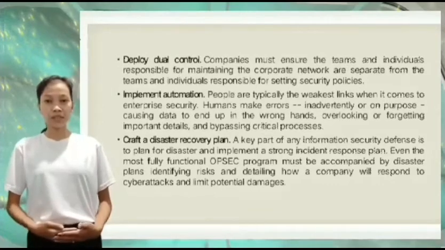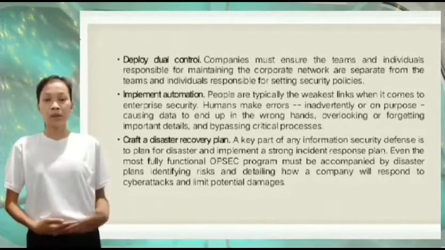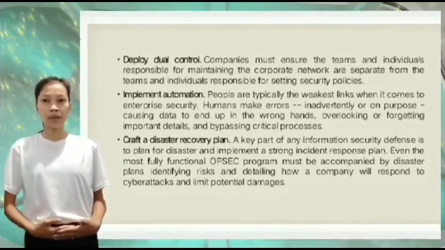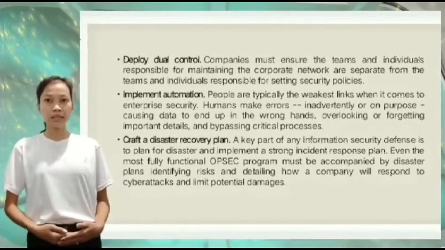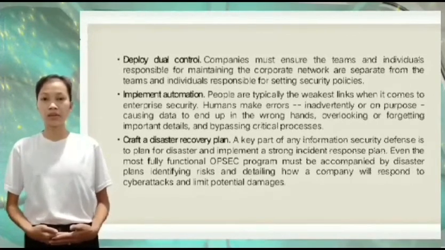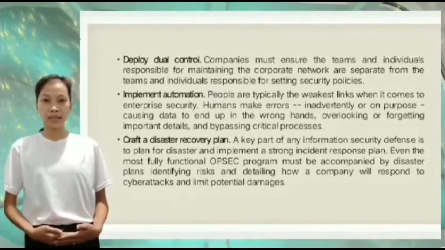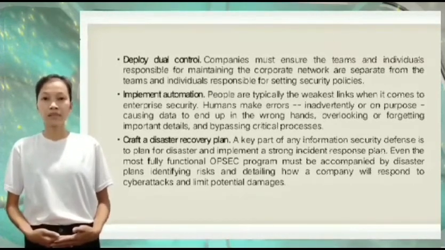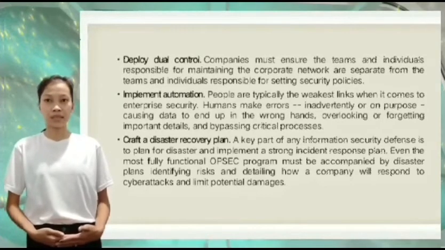The fifth is implement automation. People are typically the weakest links when it comes to enterprise security. Humans make errors inadvertently or on purpose, causing data to end up in the wrong hands, overlooking or forgetting important details, and bypassing critical processes.